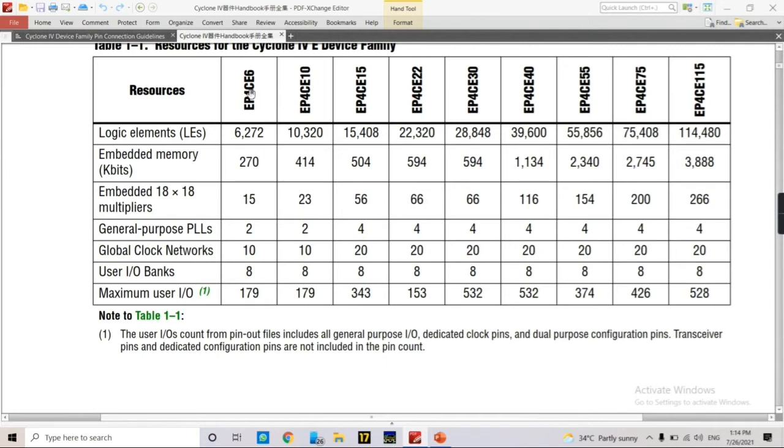This is the number of logic elements you have. It depends on what kind of board you have. It starts with 6,000 up to 114,000 elements.